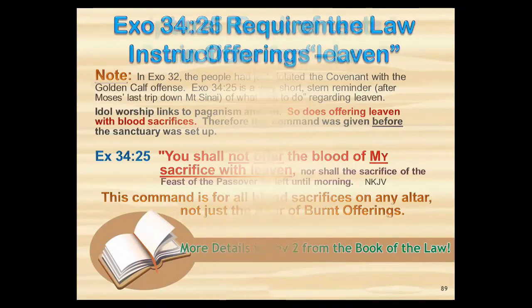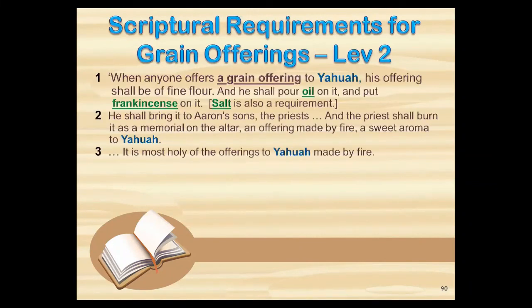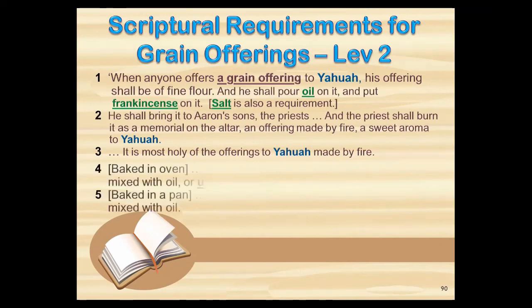Let's take a look at these scriptural requirements for grain offerings in Leviticus 2, verse 1. Really important to understand what's happening here. When anyone offers a grain offering to Yahuwah, his offering shall be of fine flour, and he shall pour oil on it and put frankincense on it. And we all know that salt was also a requirement. He shall bring it to Aaron's sons, the priests, and the priest shall burn it as a memorial on the altar, an offering made by fire. It's a sweet aroma to Yahuwah. It is most holy of the offerings to Yahuwah made by fire.